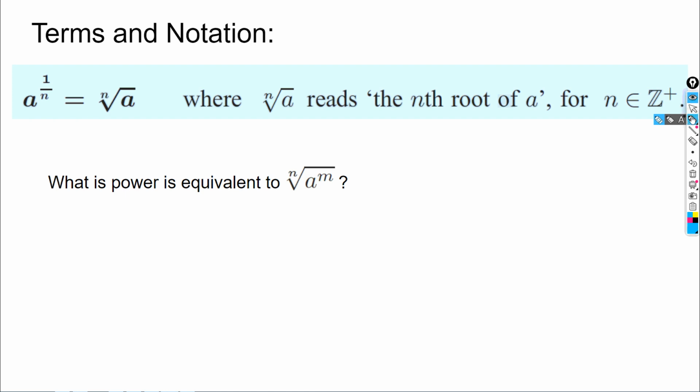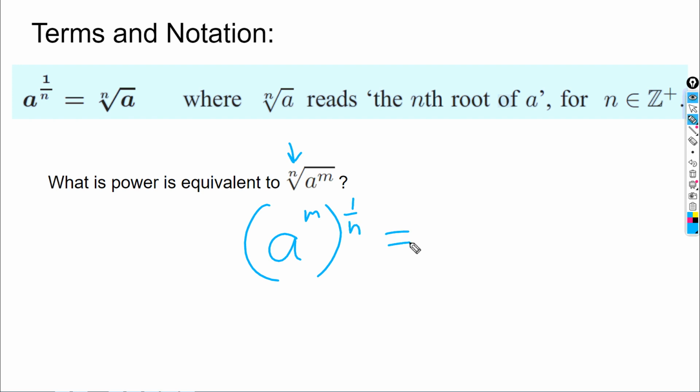What we've got here on this next question: what power is equivalent to the nth root of a to the m? So once again, a is our variable and our base. It's already being raised to the mth power, so we have a to the m power. But all of that is then being raised to the, or being like an nth root that we have here, which we know we can write as 1 over n.